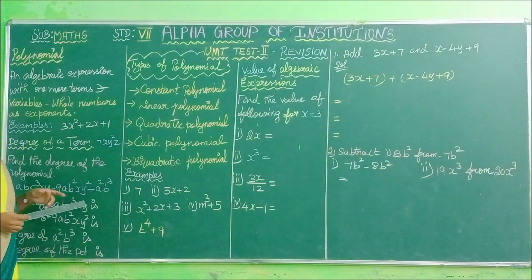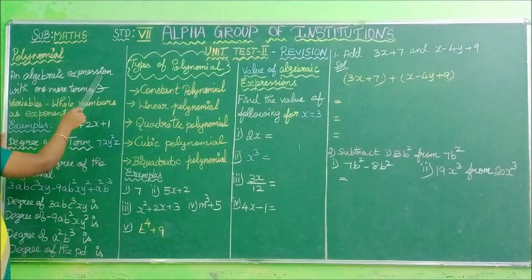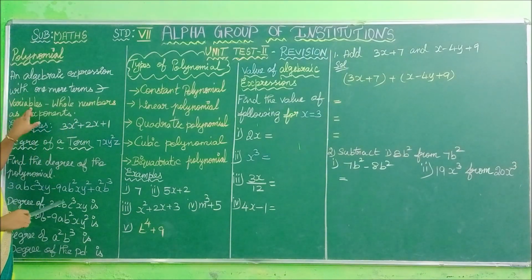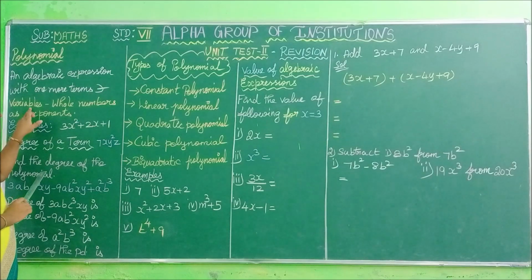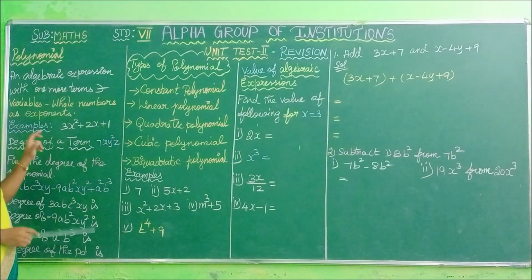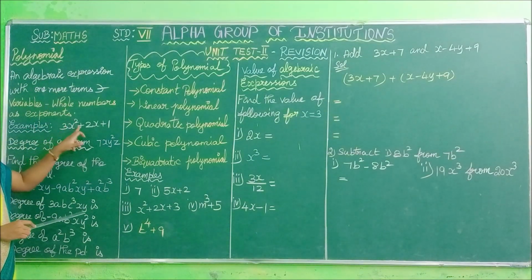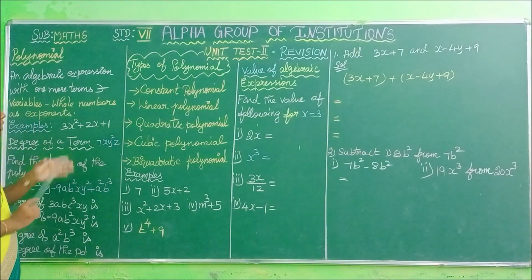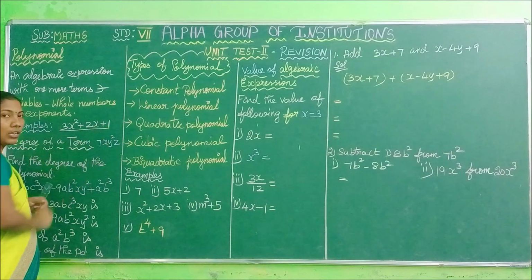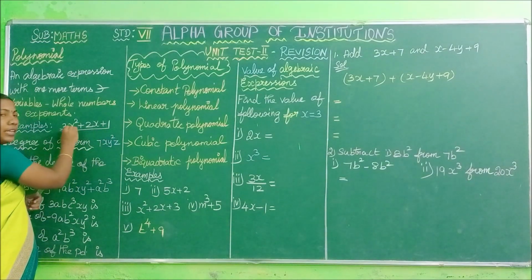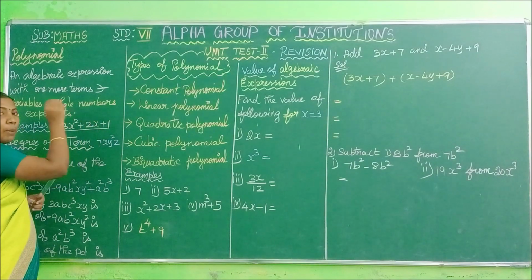polynomial. What is meant by polynomial? An algebraic expression with one or more terms such that the variables involved in that algebraic expression have whole numbers as their exponents. Such an expression is said to be a polynomial. For example, see here, children, 3x square plus 2x plus 1. What they are saying about a polynomial is, you have to take one algebraic expression which should contain one or more terms such that you have to observe the variables. You have to check the power of the variables.